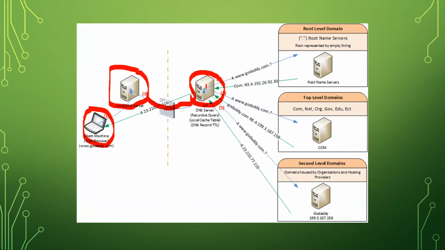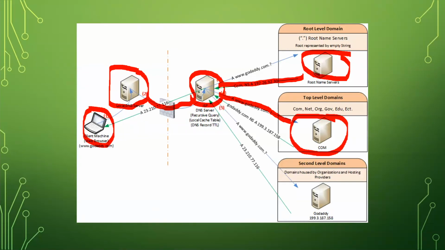It has a cache too, but if it doesn't know, it'll start at the root. If we're looking for www.godaddy.com, it'll ask one of the root servers, where is the COM server? The root server will answer back, and it will ask then the COM server, where is GoDaddy.com? It'll probably answer back, I don't know, but if you ask this guy, he'll know.